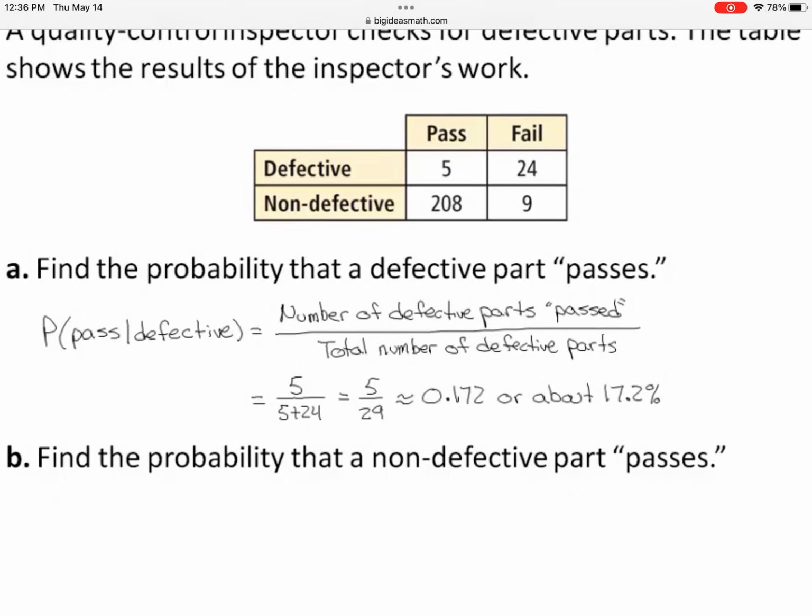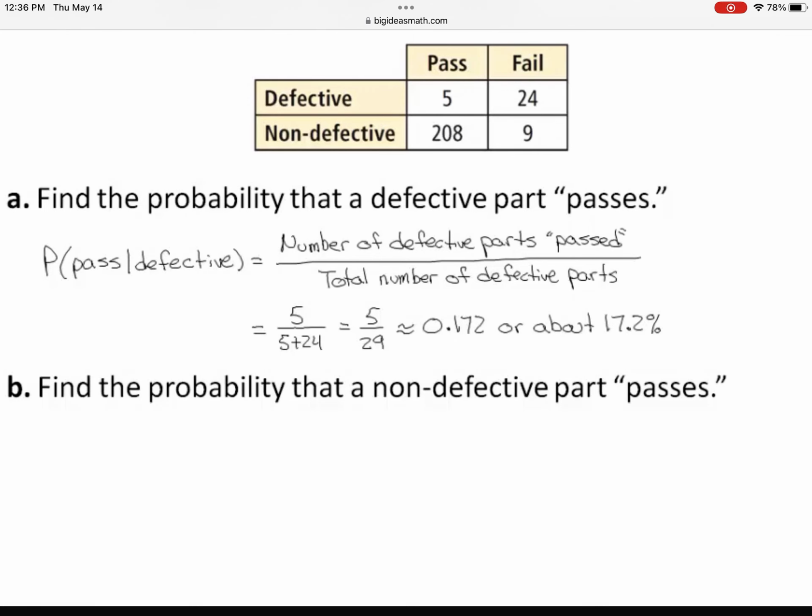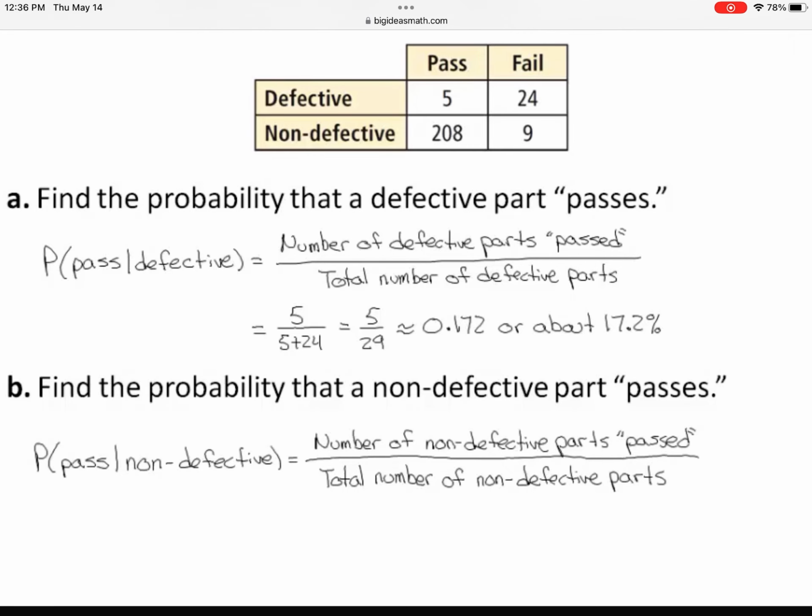Part B. Find the probability that a non-defective part passes. The probability that a non-defective part passes equals the number of non-defective parts passed divided by the total number of non-defective parts. The table shows that the number of non-defective parts passed is 208, and the total number of non-defective parts equals 208 plus 9. So the probability that a non-defective part passes equals 208 divided by the quantity 208 plus 9, which equals 208/217, or approximately 0.959, or about 95.9%.